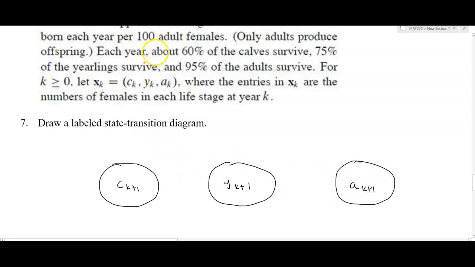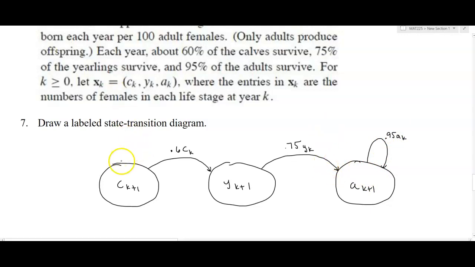And so we know that each year about 60% of calves survive and become yearlings. 75% of the yearlings survive, so they're going to become adults. Oh, and 60% of the calves at time k will become yearlings at time k plus 1. 75% of the yearlings at time k will become adults at time k plus 1. 95% of the adults survive, so that tells us that 95% of the adults at time k remain adults at time k plus 1.